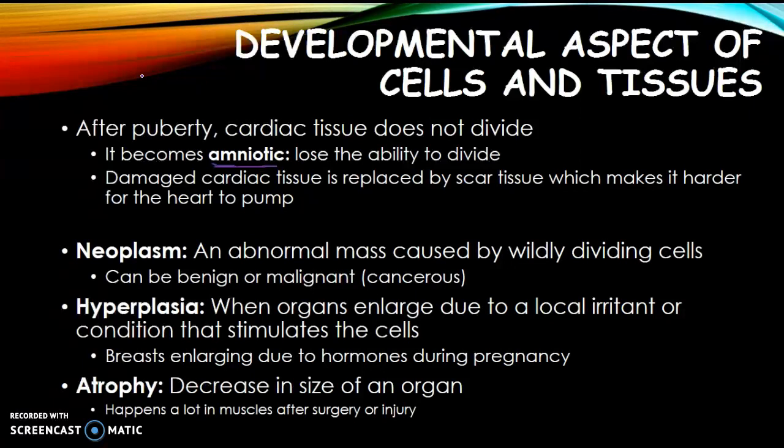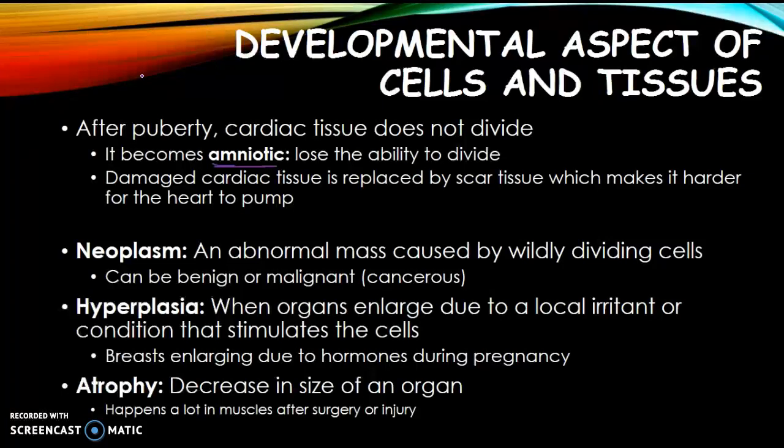A few other homeostatic imbalances with cells would be a neoplasm. This is going to be a tumor, pretty much. Benign means it's going to be non-cancerous, and malignant is cancerous. Hyperplasia is when the organs enlarge due to a local irritant or condition. We see that the breasts enlarge during pregnancy to start feeding the newborn. We also see during congestive heart failure that the heart definitely grows in size.